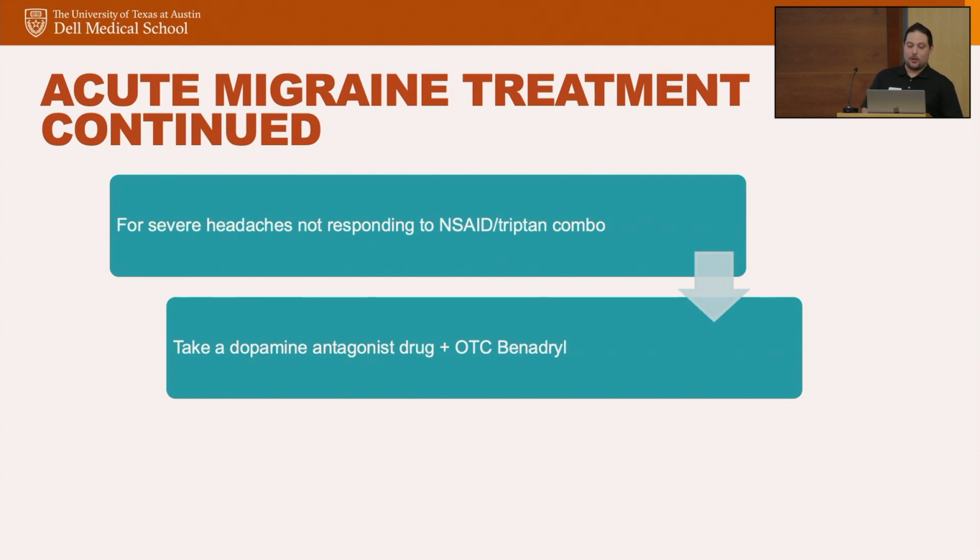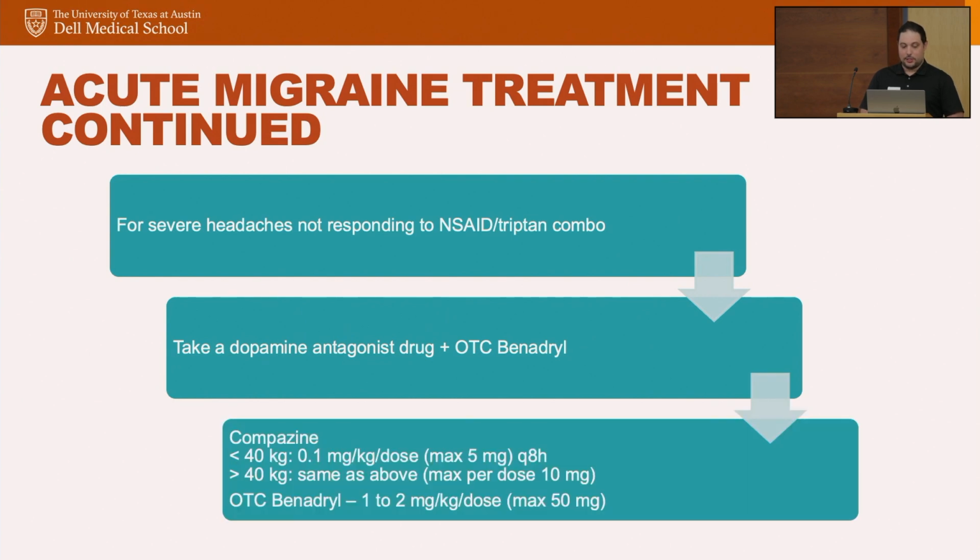The reason I have them take over-the-counter Benadryl is because sometimes dopamine antagonist drugs can cause dystonic reactions in patients, and the Benadryl helps prevent that. I generally like to use Compazine with over-the-counter Benadryl, and I have them take it every 8 hours. Now, I do tell my patients to not use it more than 3 times a week due to that increased risk of dystonic reactions.